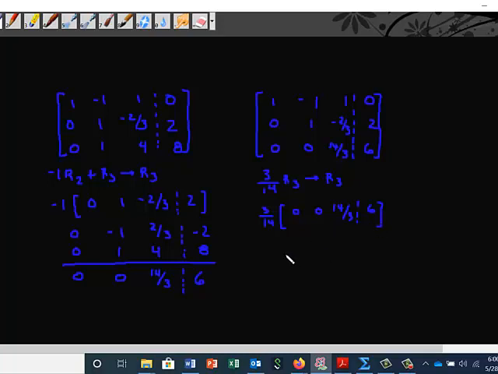So this will become 0, 0, 1, and then 3 over 14 times 6 is going to give you 9 over 7. Okay, 9 over 7. So that's our new row 3. Make sure that everybody has this copied down. You can pause the video, copy down the notes.